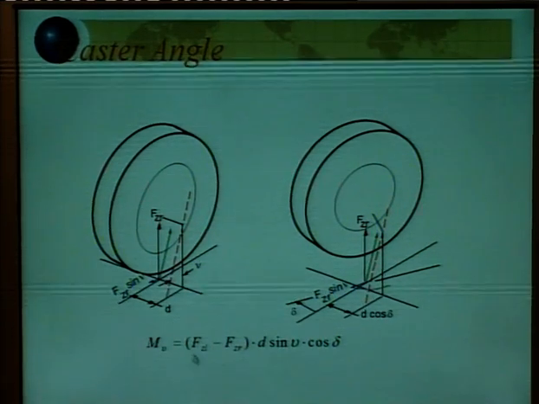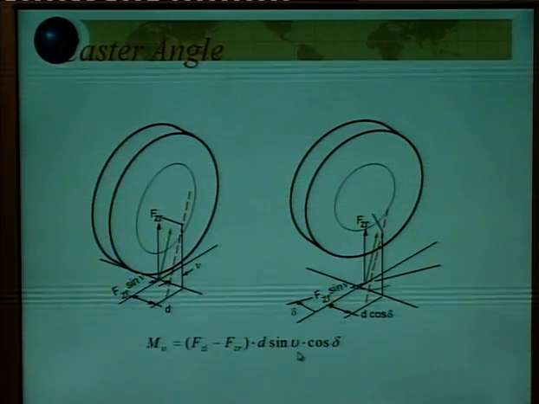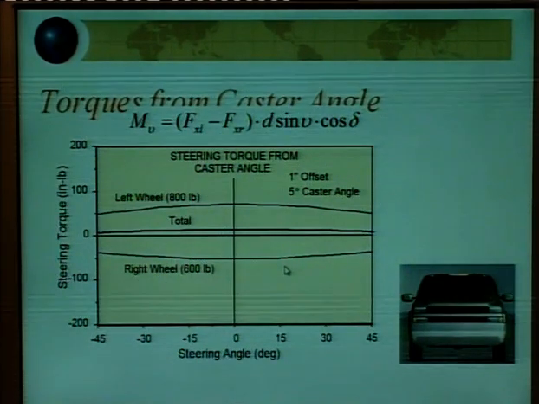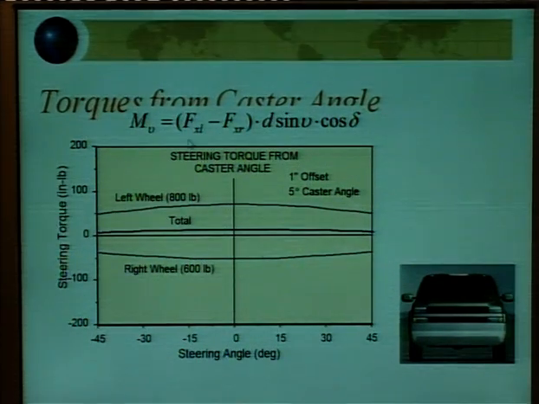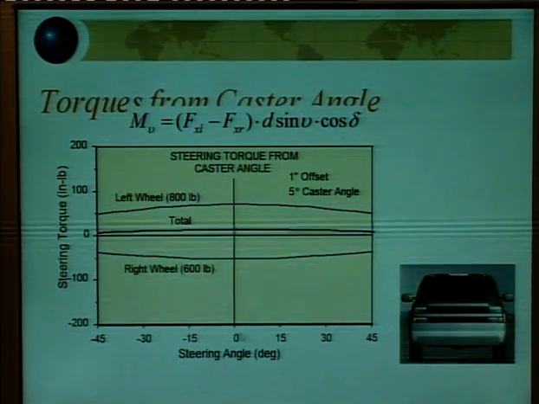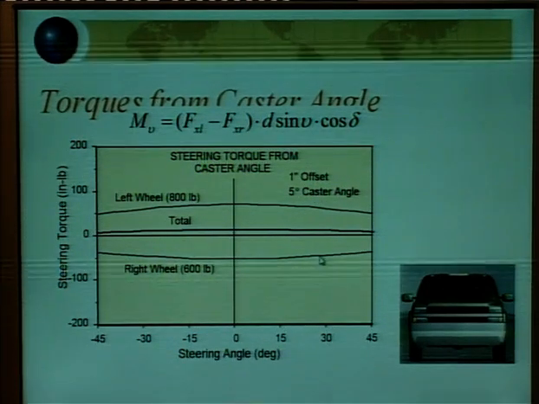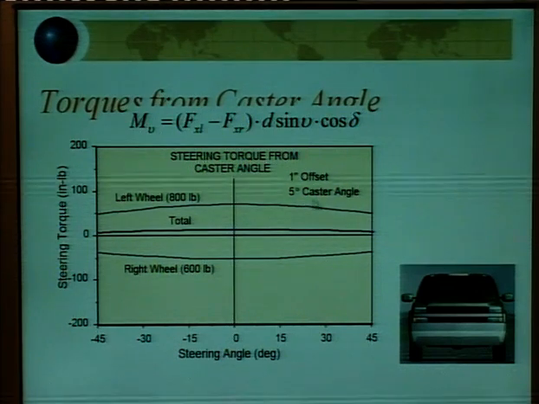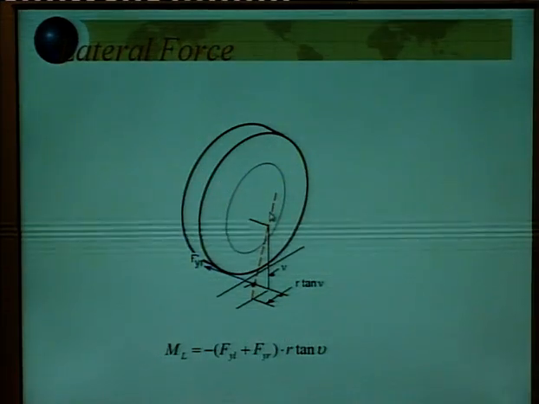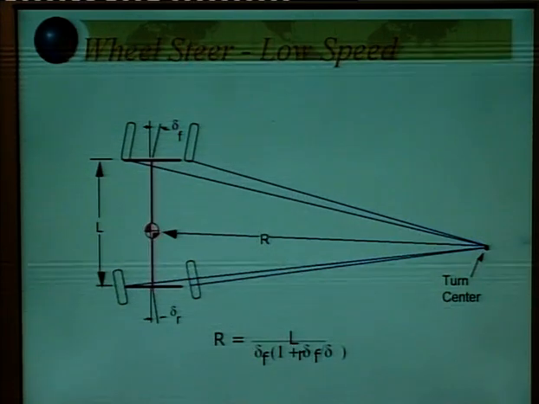So, M V is equal to F ZL minus F ZR into d sin V minus cos delta. So, this is the torque for the caster angle. This is the steering torque, this is the steering angle. So, at different steering angles, how much torque is required for different caster angles? 1 degree offset we have taken, 5 degree caster angle we have taken. So, this is the lateral force, this is the wheel steer at the low speed.